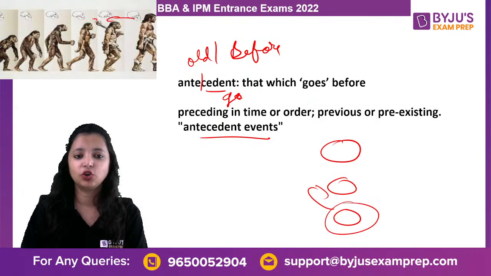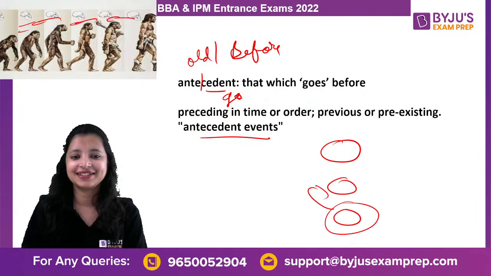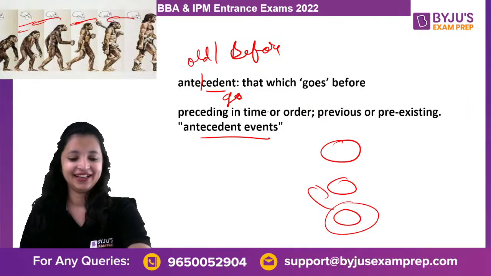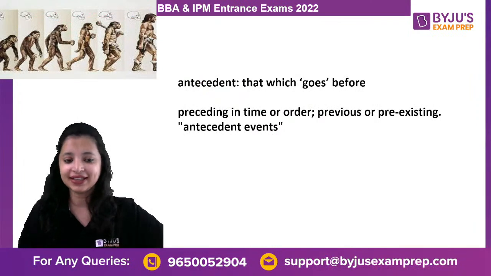Example, let's go back to our ancestors. This is in the antecedent order. So previous, coming before us, is antecedent. I hope everyone gets this word. Yes, do you?